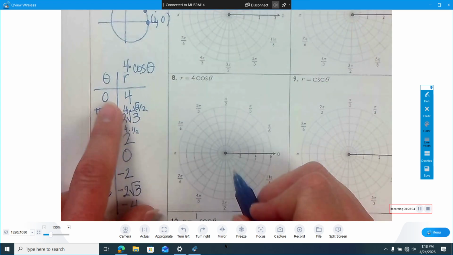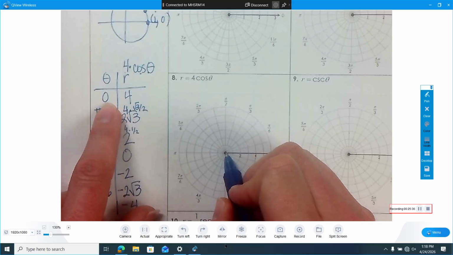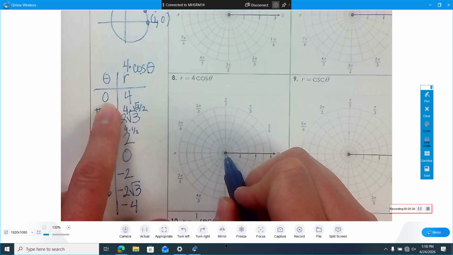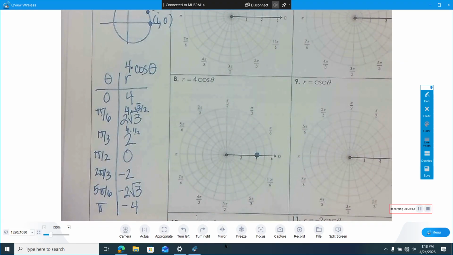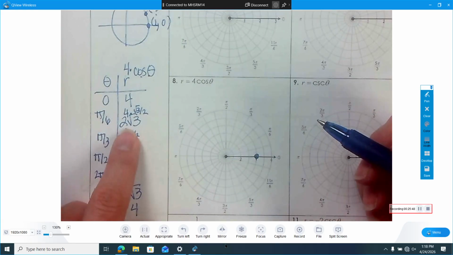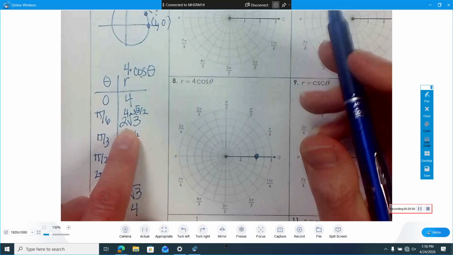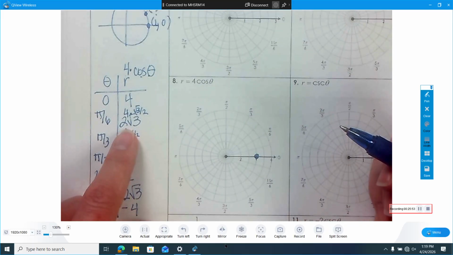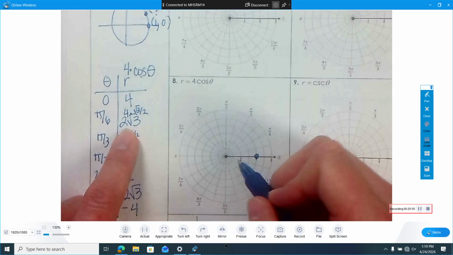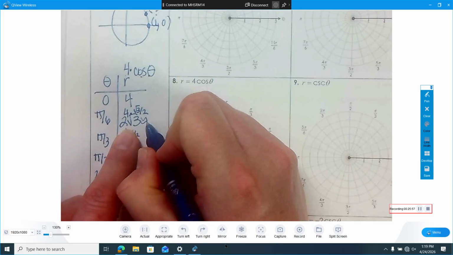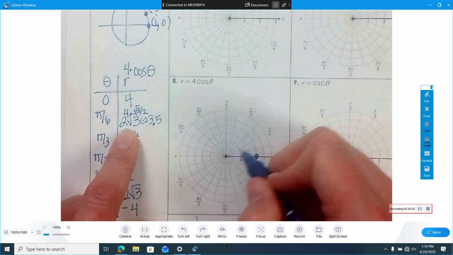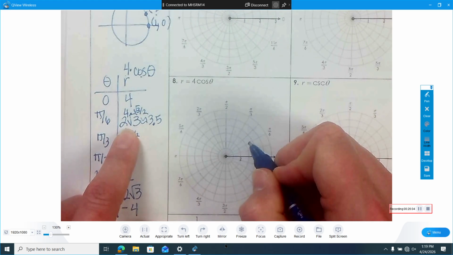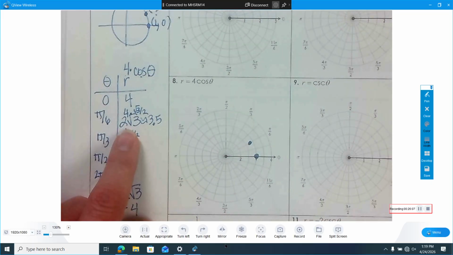So 0, we're graphing the angle of 0. We want a radius of 4. So this is starting way out here, right here, with our angle of 0 and a radius of 4. Pi over 6, so here's my pi over 6. I want a radius of 2 radical 3. I need 2 times radical 3. 3.5? All right, so about 3.5. I'm going to write that in. You could approximate that. So let's see. There is 3, and then a little more, right about there, between 3 and 4.